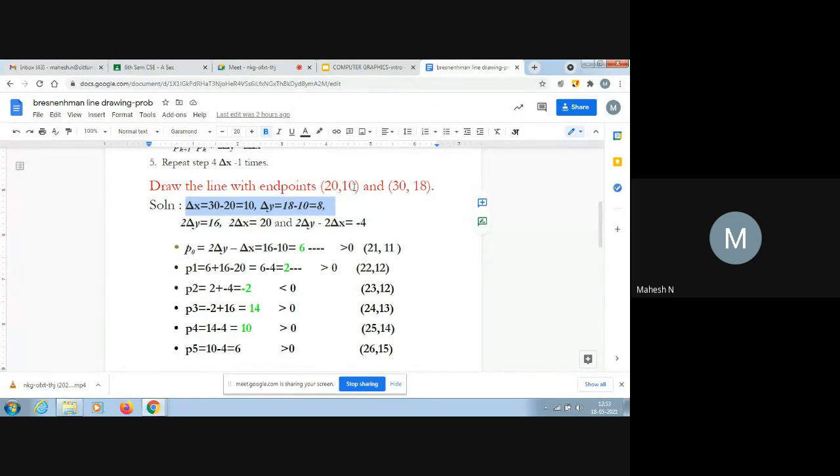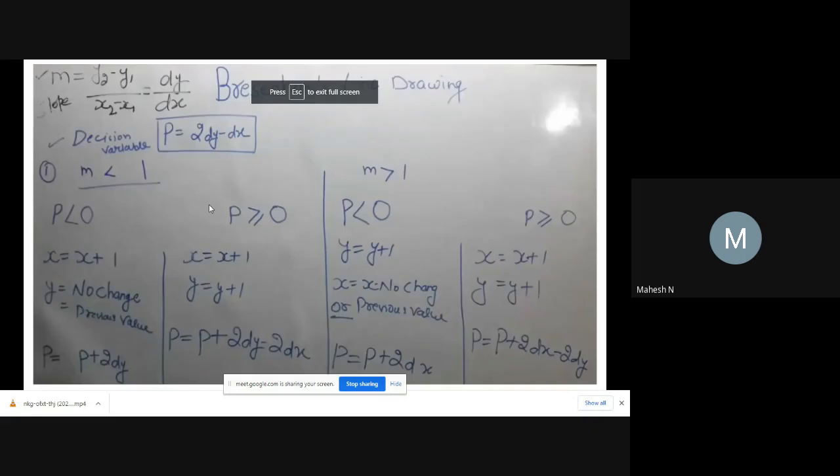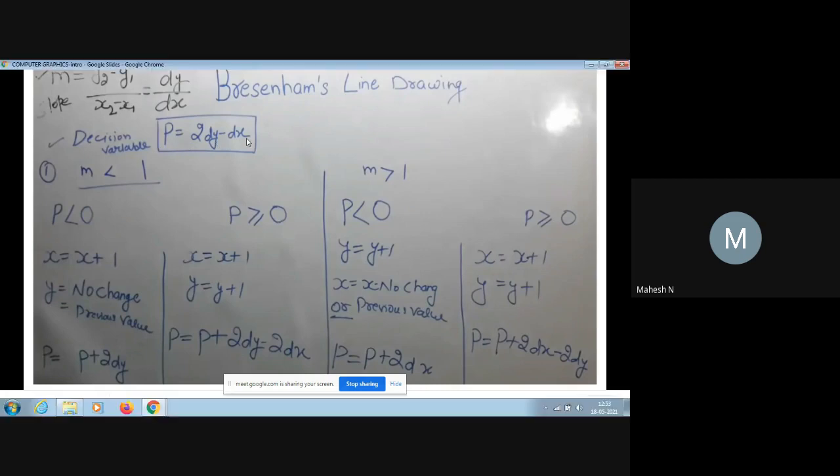Now, for the second point, what is the decision variable that I have? The first vertex you will plot first. For the second vertex, the decision variable that I have is P is equal to 2 dy minus dx. So let us go with this.